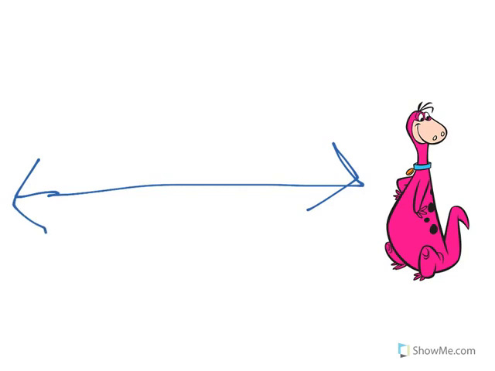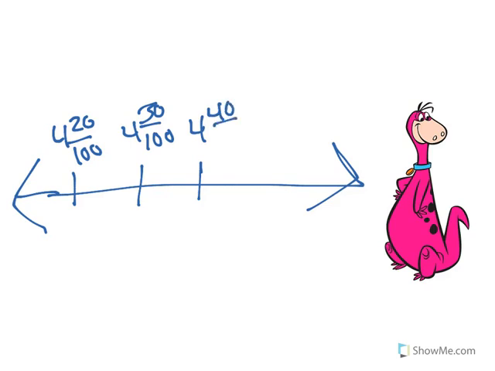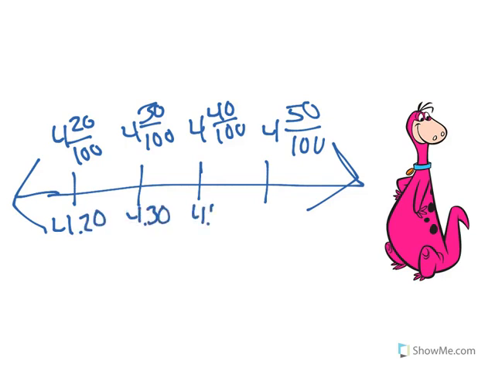They're also going to show you on a number line. It's the same thing as we did before on the other number line, except now it's going to go to 100. So right here, I have 4 and 20 hundredths. Right here I have 4 and 30 hundredths. And 40. 4 and 50 hundredths. But down here, what would that decimal look like? 4.20. Good. 4.30. 4.40 and 4.50. Yeah, you nailed it.